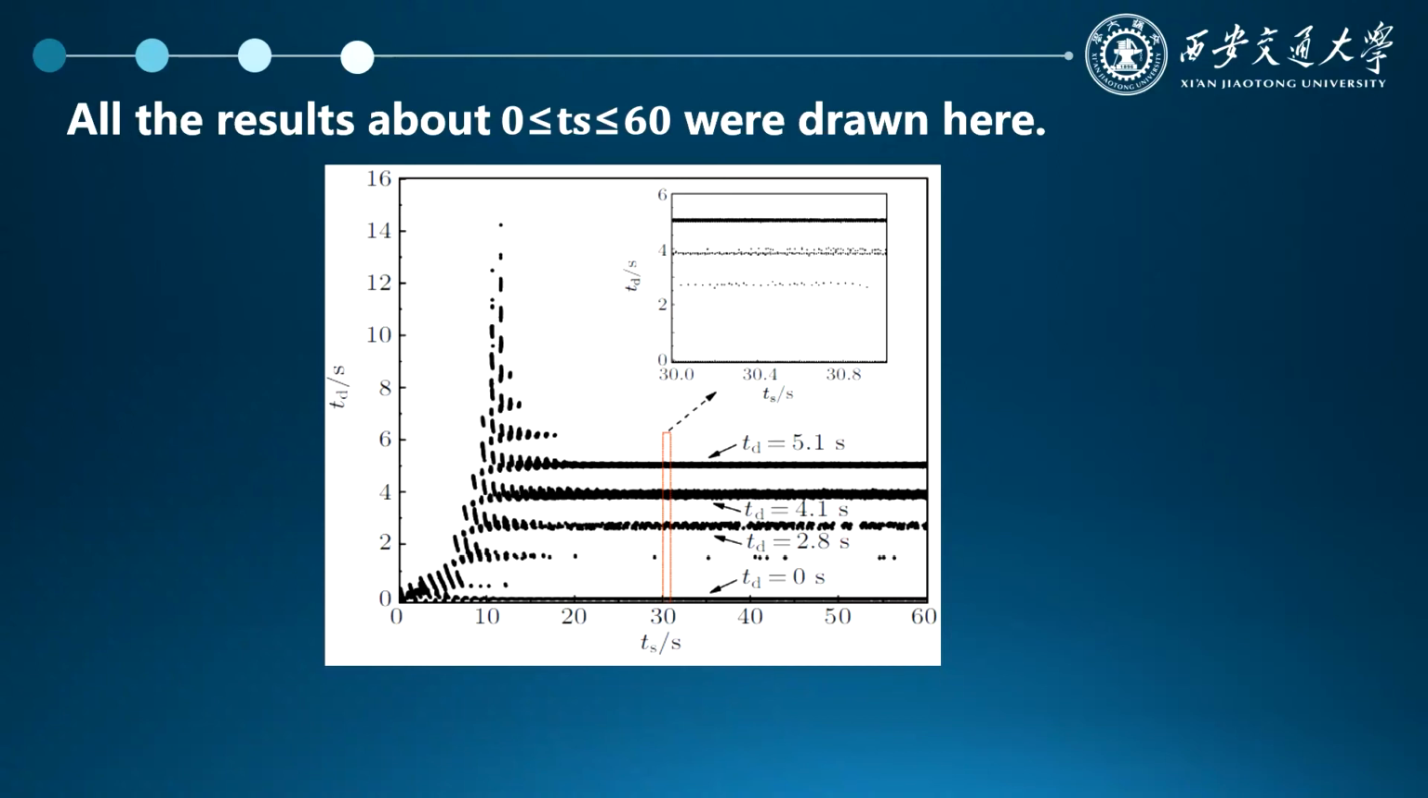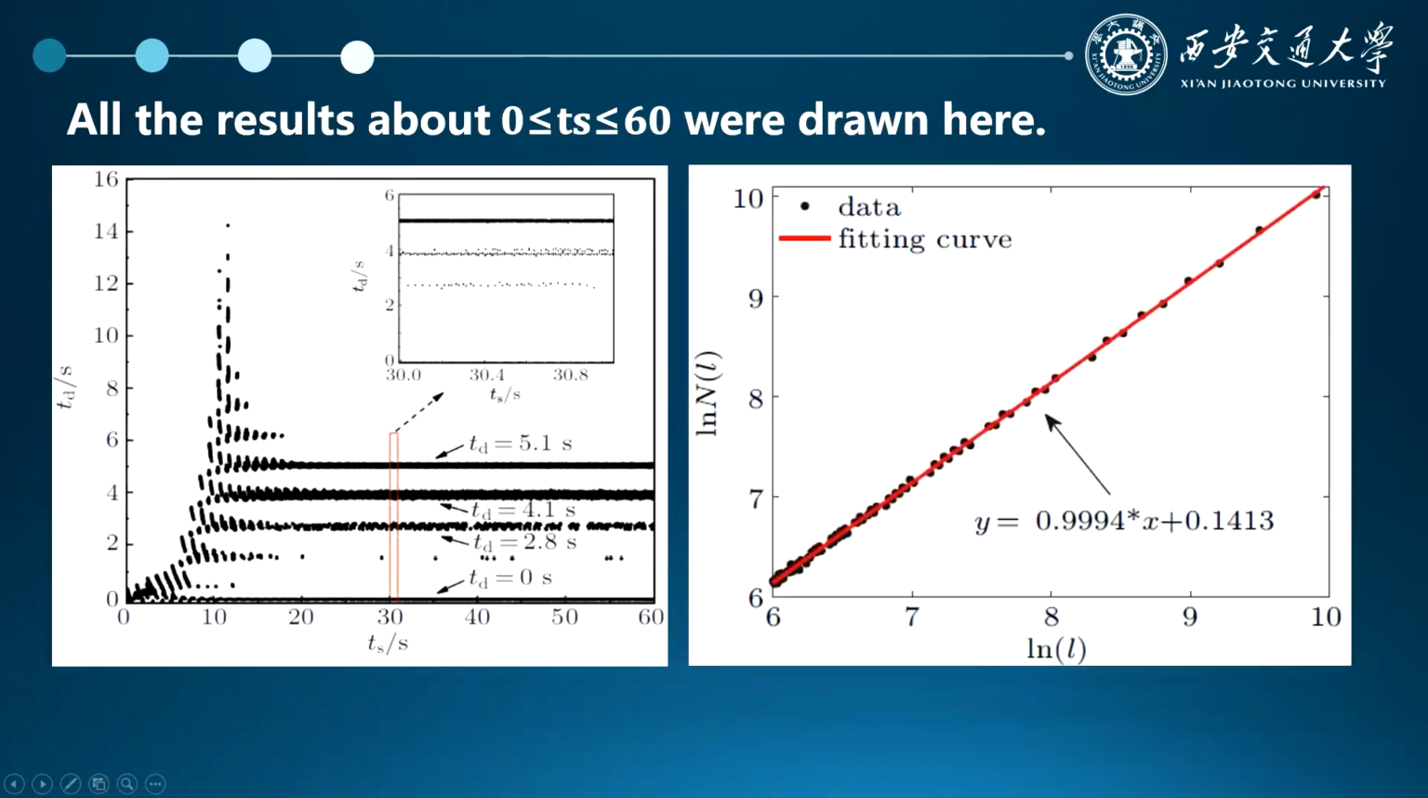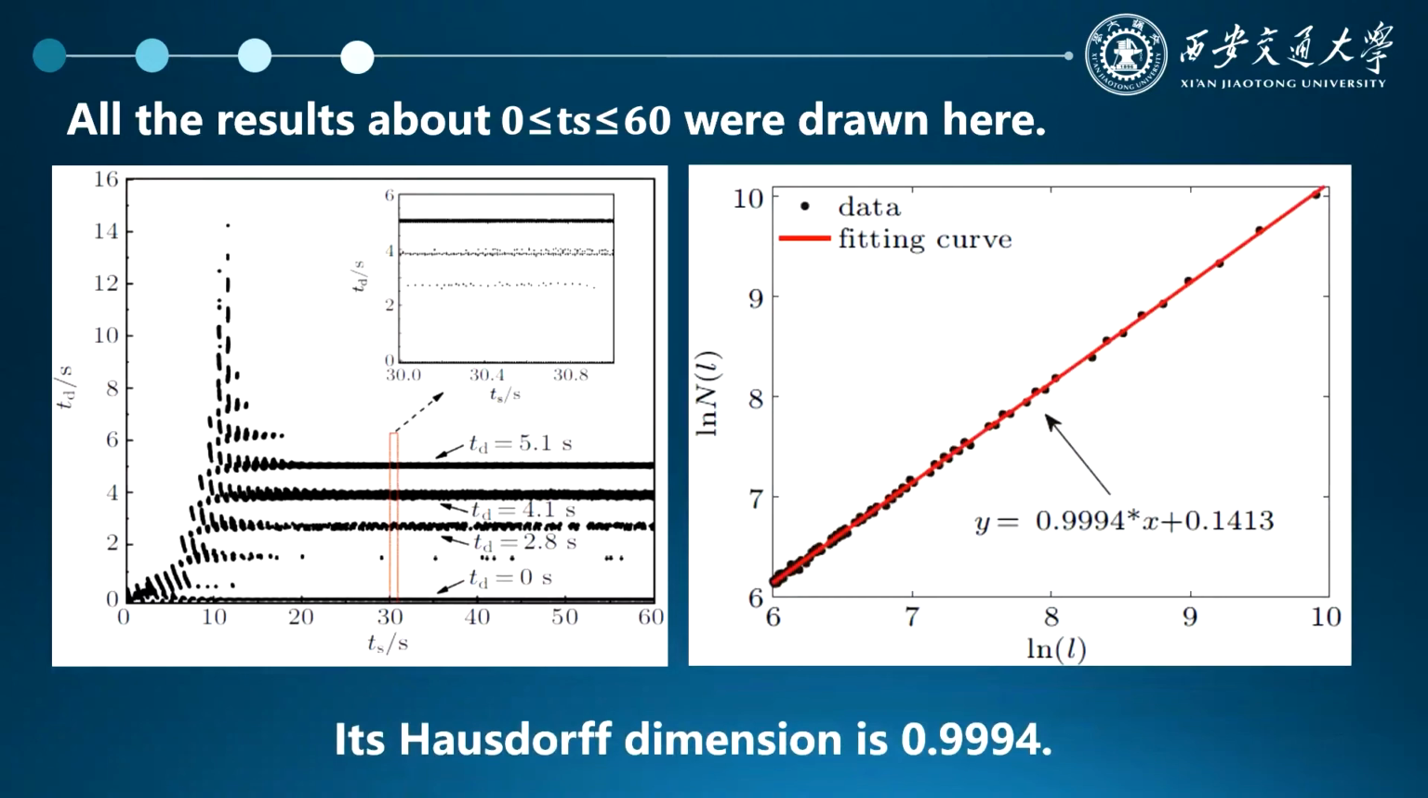So the self-similarity can be quantified. The fractal dimension in fractal theory is calculated by the double logarithm method. One kind of fractal dimension is called the Hausdorff dimension. Here it is calculated as 0.9914. That is to say, this phenomenon does have fractal characteristics.